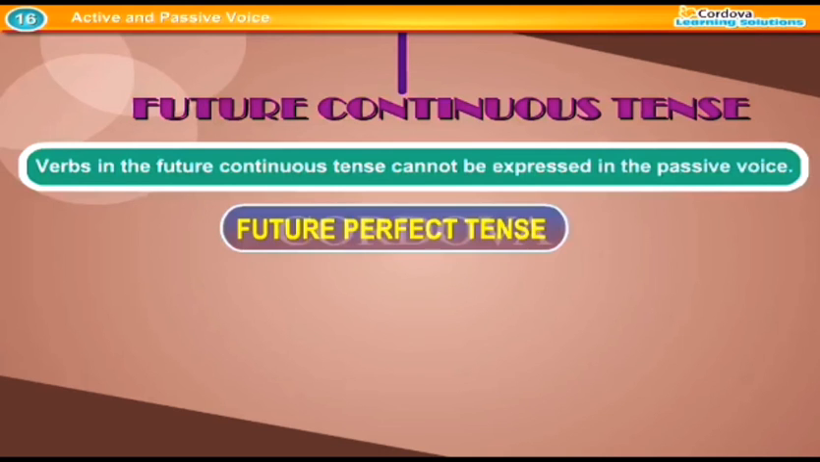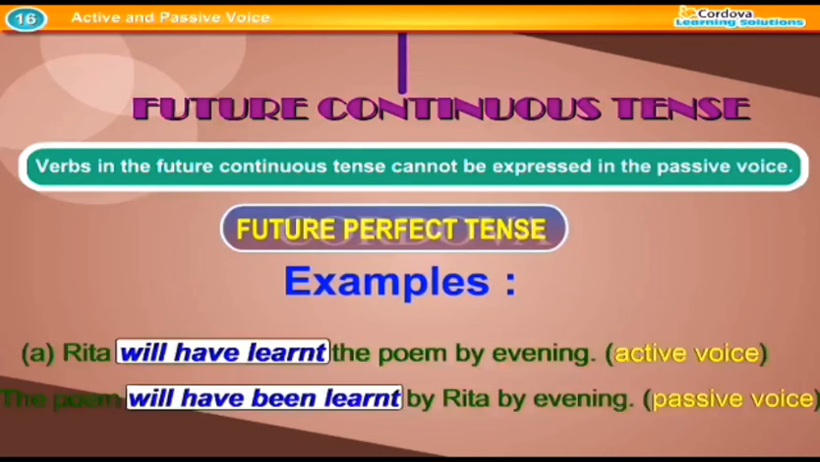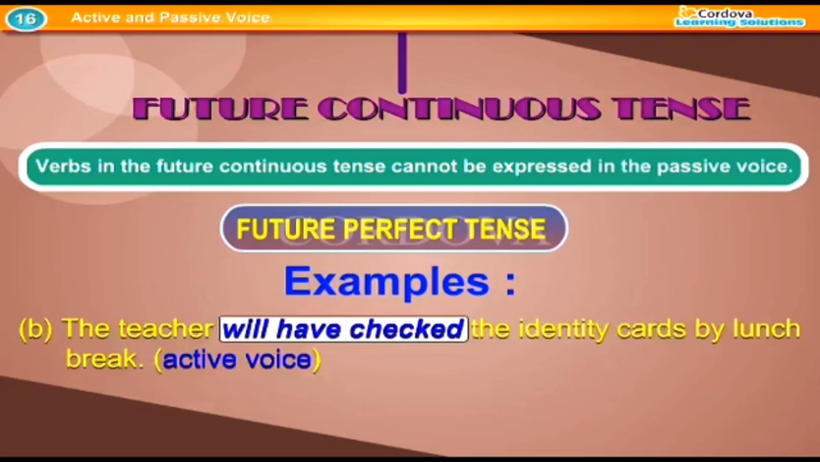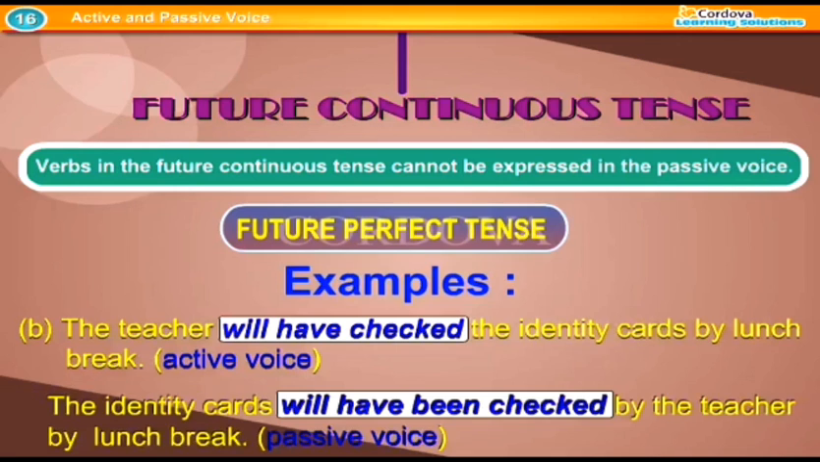Future perfect tense. Examples: Rita will have learnt the poem by evening. Active voice. The poem will have been learnt by Rita by evening. Passive voice. The teacher will have checked the identity cards by lunch break. Active voice. The identity cards will have been checked by the teacher by lunch break.